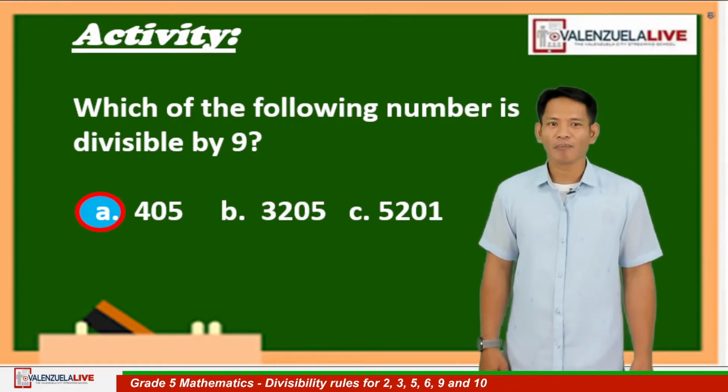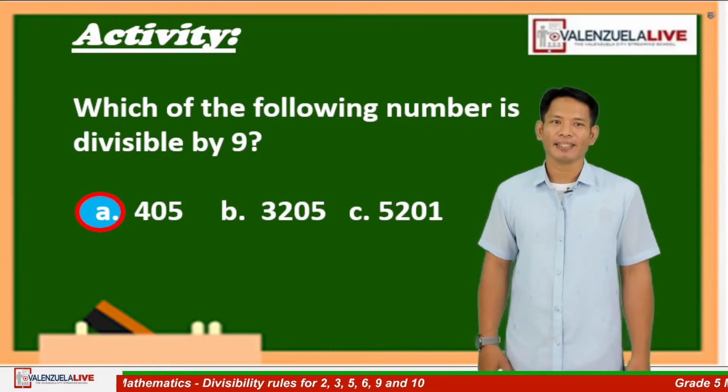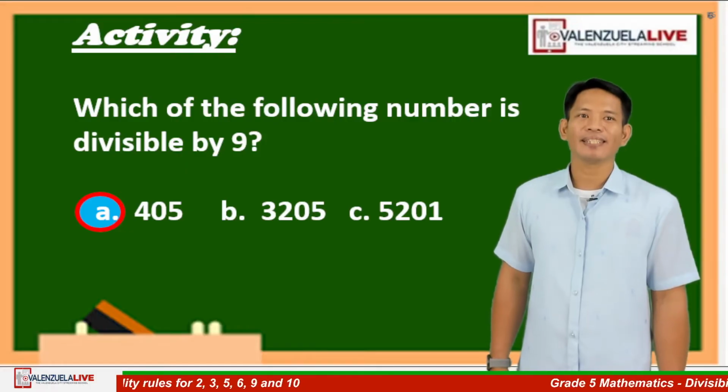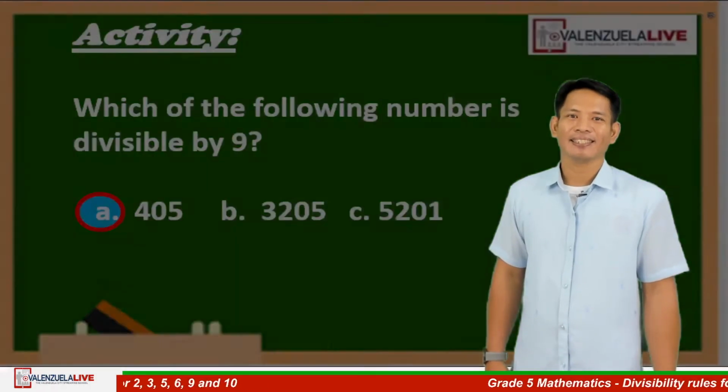In letter B, the sum is 10. It is not divisible by 9. And in letter C, the sum is 8. It is also not divisible by 9. Next one.